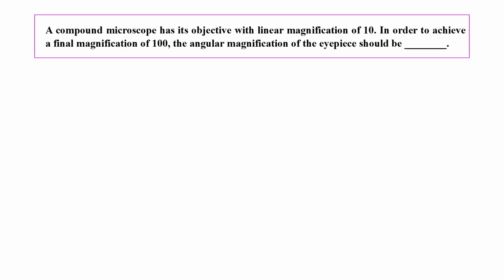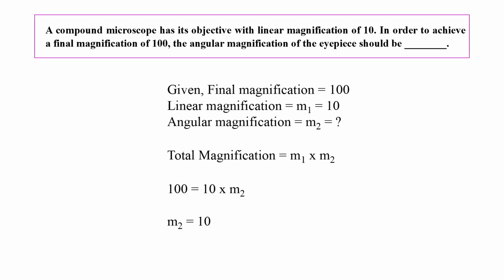The next question says, a compound microscope has its objective with linear magnification of 10. In order to achieve a final magnification of 100, the angular magnification of the eyepiece should be. Now, the magnification formula is m1 into m2. For the total magnification of 100, the magnification of m2 should be 10. So the correct answer is 10.